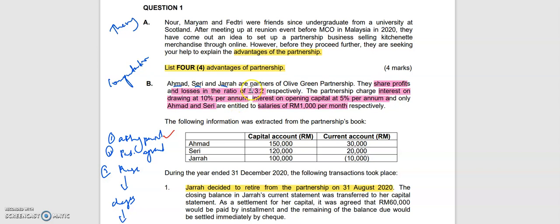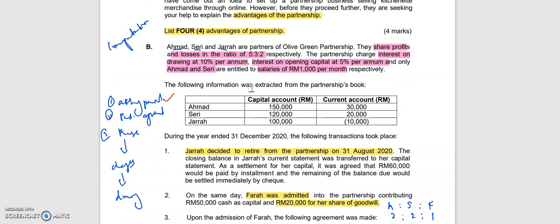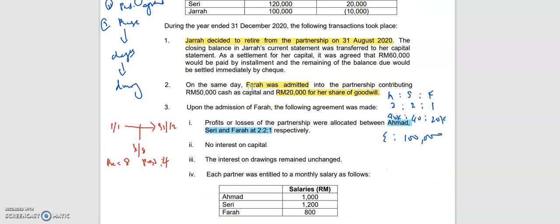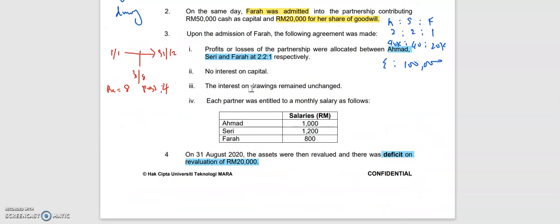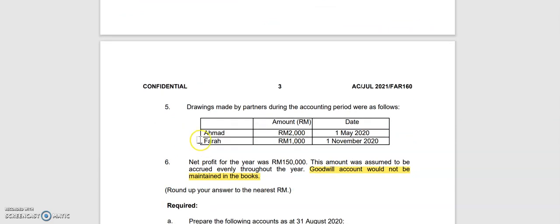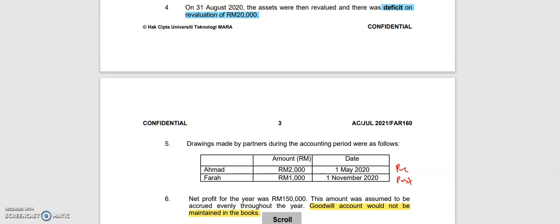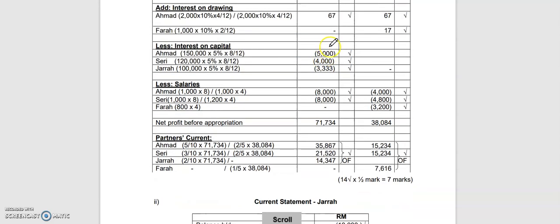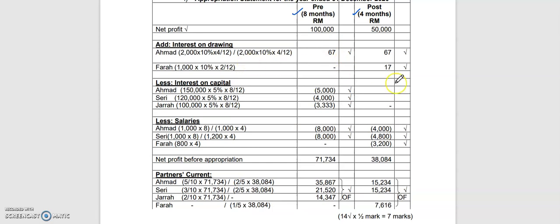So how to calculate the interest on drawing? You need to find out who made the drawing. Who made the drawing, class? Drawings information is in additional information number 5. There are 2 partners who made drawings, Ahmad and Farah. Ahmad made drawings during the pre-period and Farah made drawings during the post-period. So you calculate the interest on drawing for Ahmad during the pre-period. Farah later on, when we prepare the post-period, we will calculate for Farah.